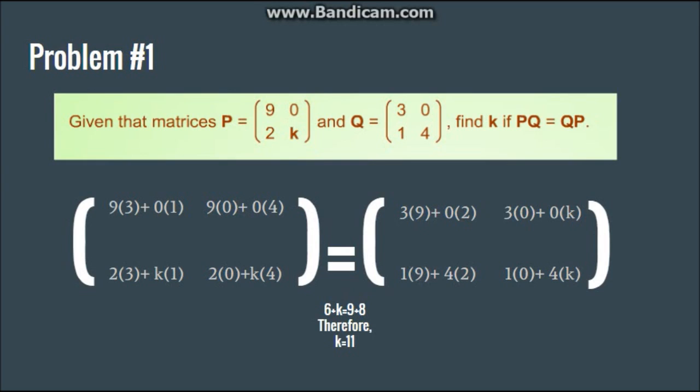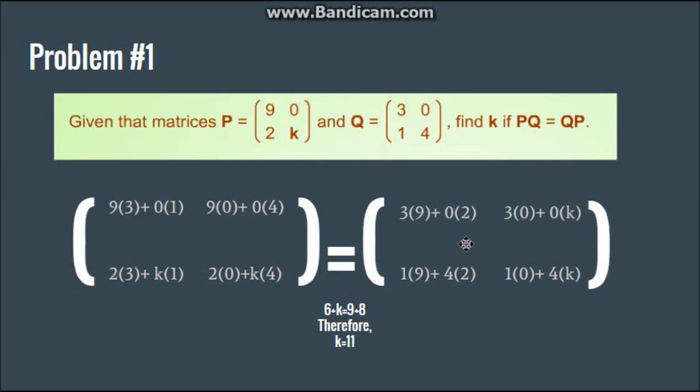Okay, firstly, problem 1. Given the values of matrices P and Q, find k if PQ equals QP. Do bear in mind that in normal matrix multiplication, PQ is not necessarily equal to QP. Okay, so on to the question. The first matrix we have here is PQ. As you know from your run and dive method, you sort out each of the values for each matrix. So this is PQ and this is QP.